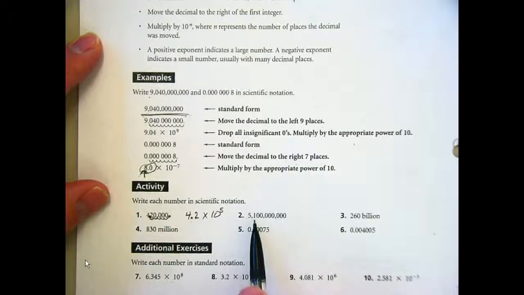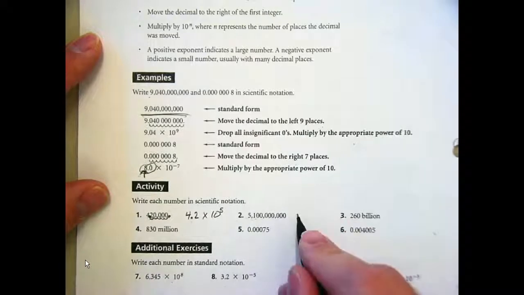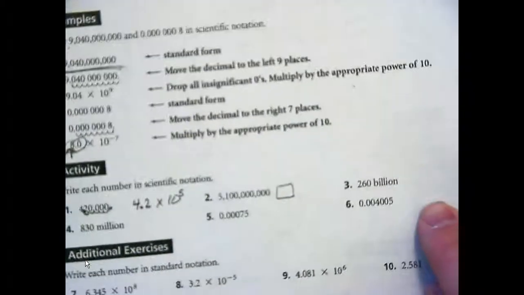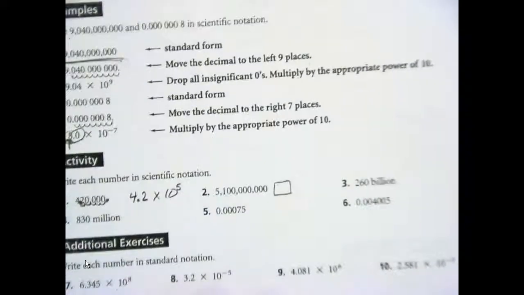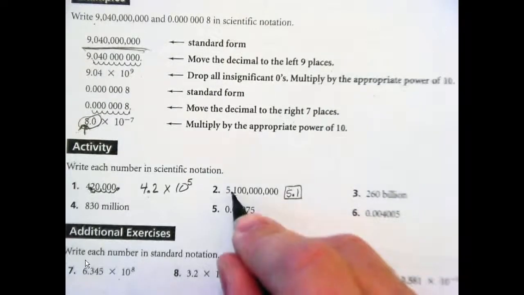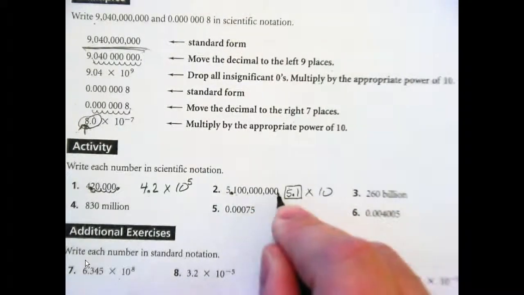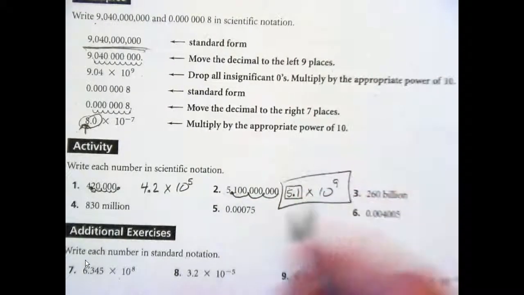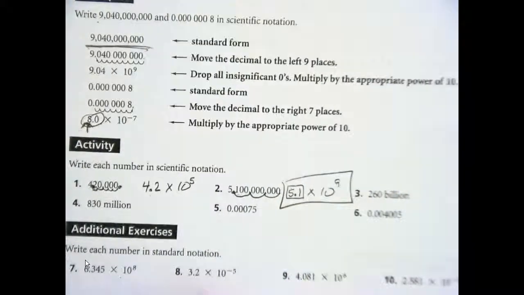So this number, that's 5. Anyone know what that is? A lot. Billion. 100 million. Okay, 5,100 million. What's your number out front going to be? Tell your neighbor. What's the number out here going to be? 5.1. Okay? And then we move the decimal. Looks like 3, 6, 9, times 10 to the 9. This number got smaller, so that one has to get bigger. If your number gets smaller, your power gets bigger, and vice versa.